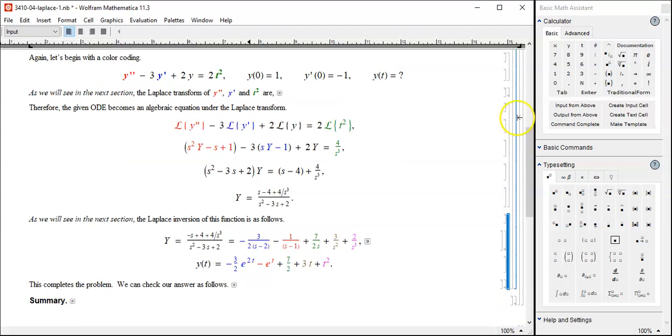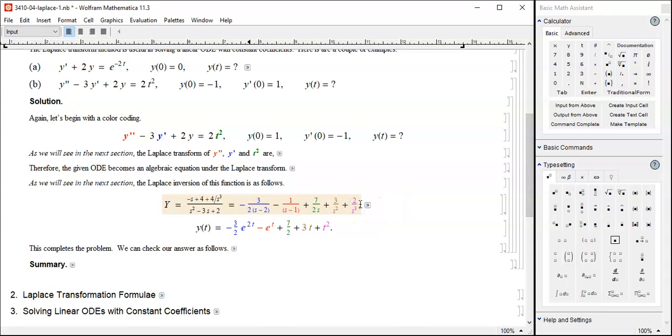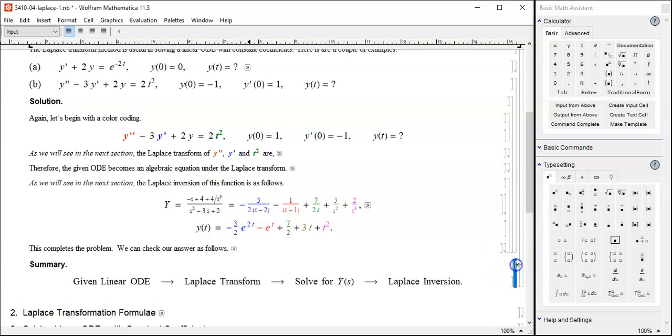If you take the Laplace inversion, well, it goes kind of like this. Take the decomposition by partial fractions, like this, and then we can take the Laplace inversion of each, and we have this. That is the solution. Now, the idea is the same. Given a linear ODE, take the Laplace transform, and then we get an algebraic equation. Solve for capital Y, and then Laplace inversion. So the original Laplace transform will follow some formulas, and that's about it.